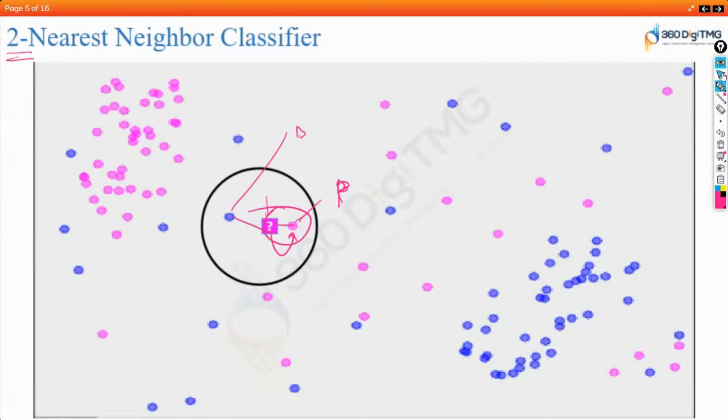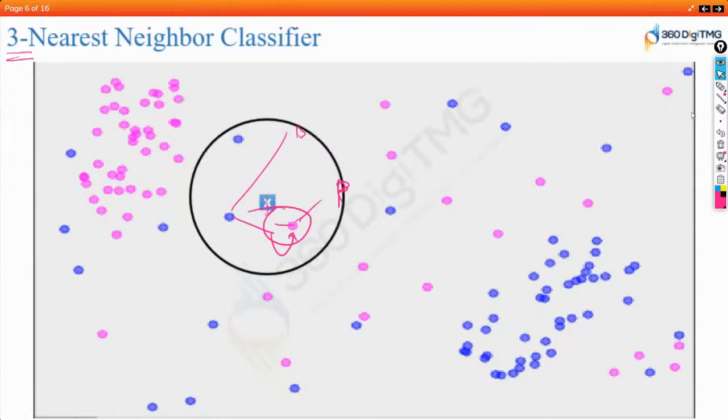But let's say I have another scenario like this. I'm taking an odd number now. So here, the new data that we have has two blue classes and one pink class. Because of this majority, we assign the new record to the blue class.